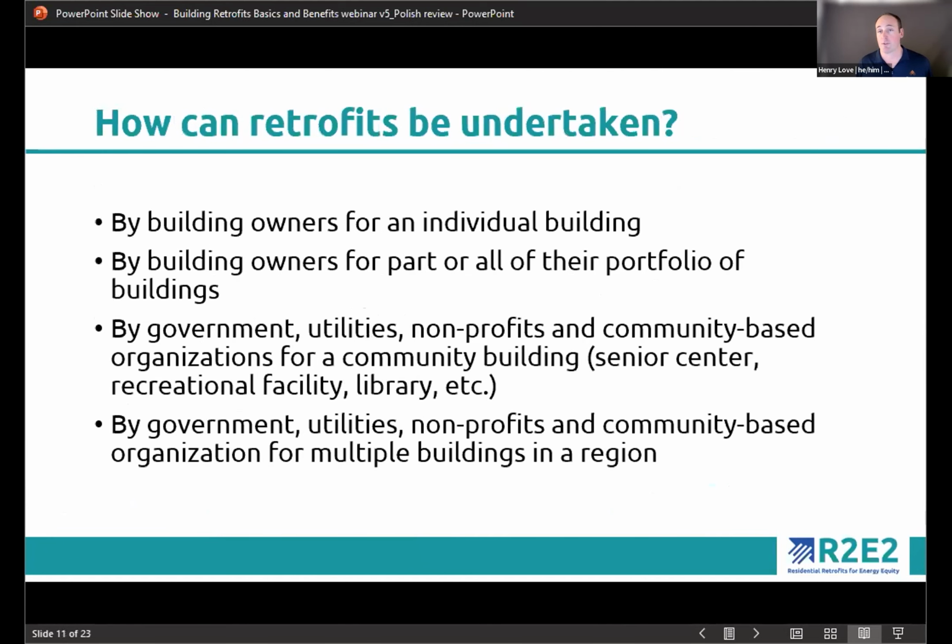So how can retrofits be undertaken? By building owners for an individual building. Building owners who own multiple buildings can look across their portfolio and make improvements. Governments, utilities, nonprofits, and community-based organizations can do so for community buildings like senior centers, recreational facilities, and libraries. And they can also do so for multiple buildings in a region.